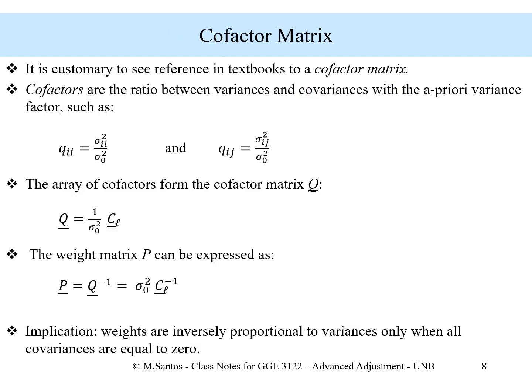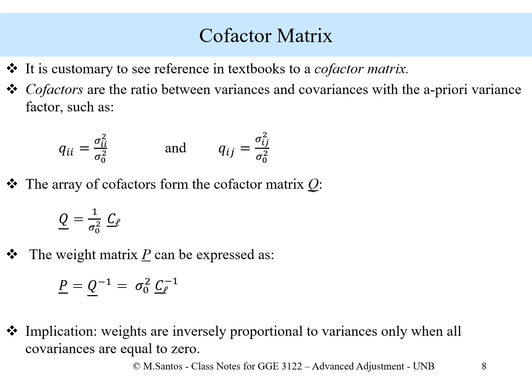Let us talk now a little bit about cofactors, cofactor matrix, and the a priori variance factor. It is usual to find references to a cofactor matrix in adjustment textbooks. A cofactor matrix is simply a matrix composed of cofactors. What are cofactors? Cofactors are the ratio between variances and covariances with the a priori variance factor.